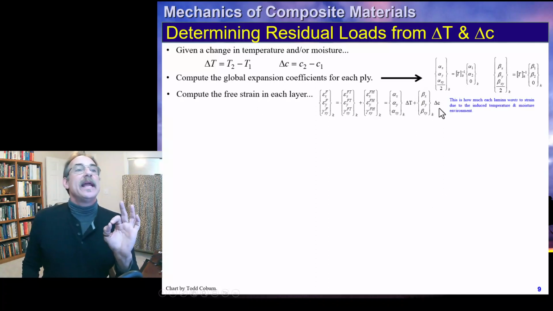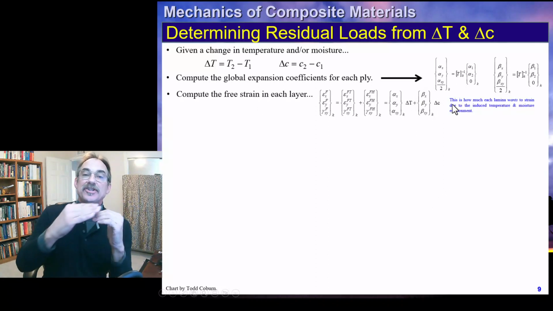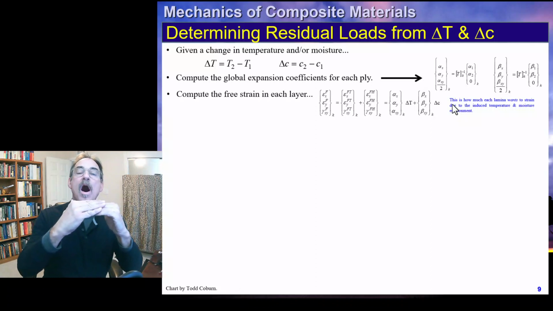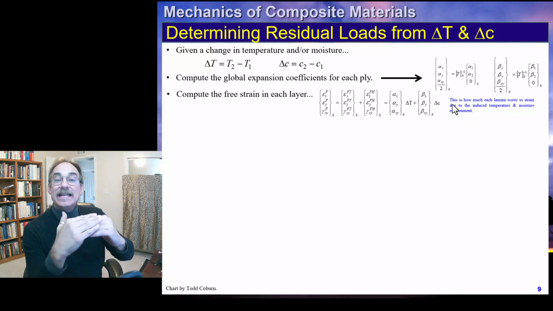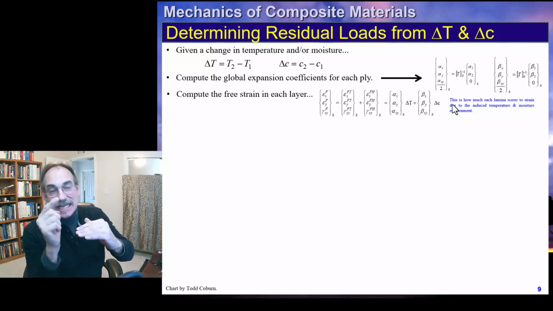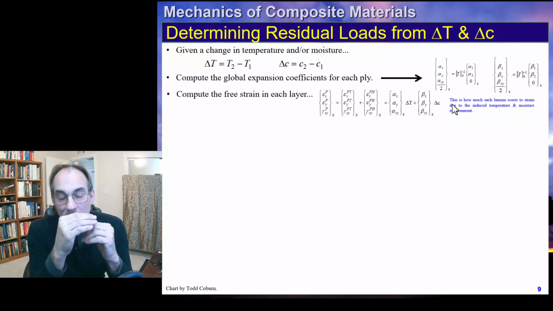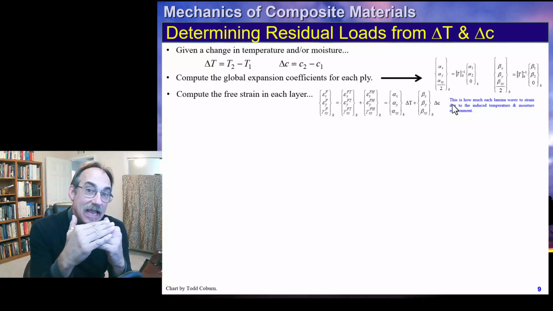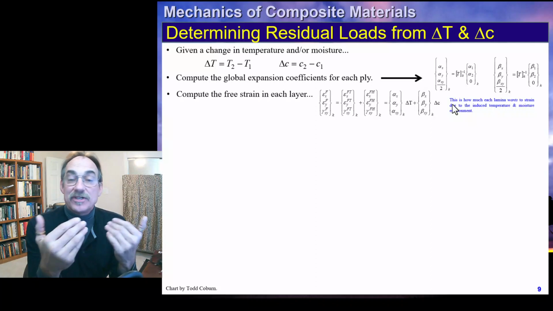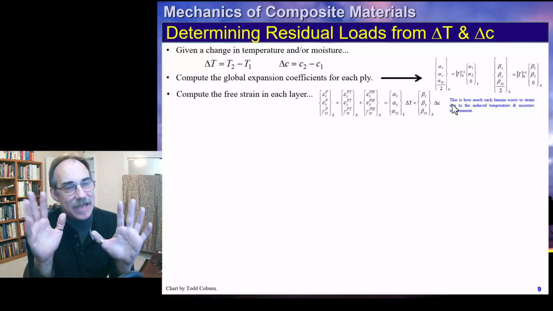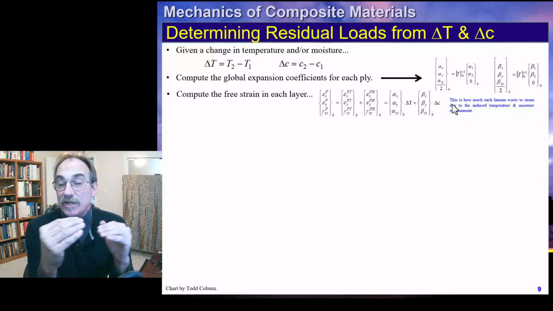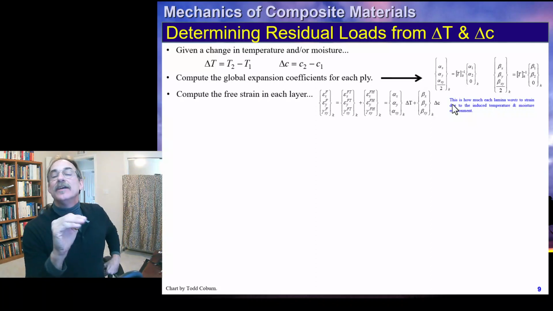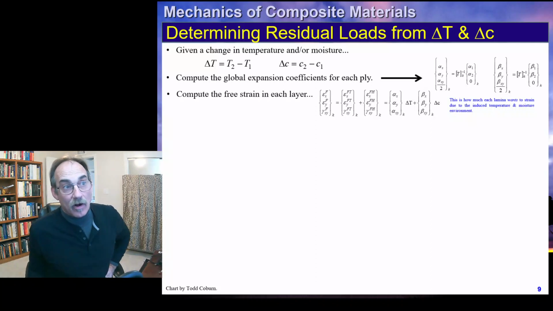This free strain, once again, is how much each lamina, each layer, wants to strain due to the induced temperature and moisture effects. Now, if those are unconnected to each other, then that is exactly how much they will strain. But if they're attached together, then this is not how much they will be allowed to strain. That's irrelevant at this point because this is just the free strain. It's how much it wants to strain. And we need that to do our analysis.